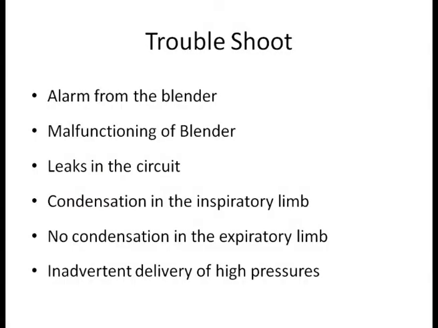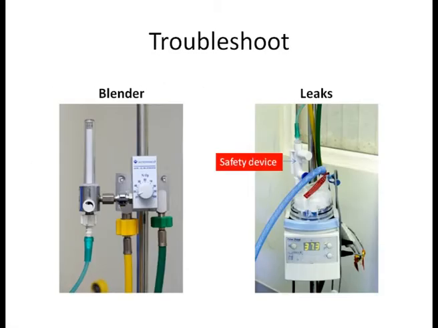Now there are some troubleshoots with this machine. The troubleshoots could be an alarm from the blender, or a malfunctioning of the blender, leaks in the circuit, condensation in the inspiratory limb, no condensation in the expiratory limb, and inadvertent delivery of high pressures. Now let us deal with them one by one. Now the blender works only when high pressure gas is coming into it.